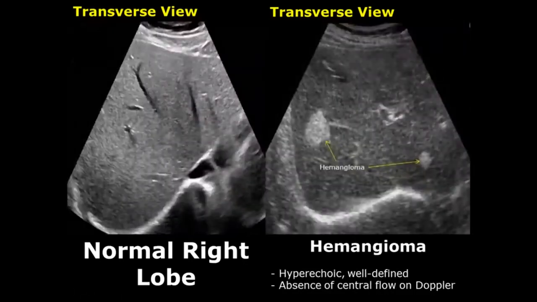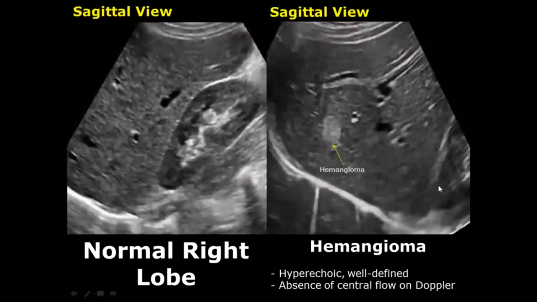Hemangiomas are benign liver masses. They are mostly hyperechoic, well defined, and they can be more than one. And they will not have any posterior shadowing. Here you can see one mass here and another mass over here. Here is a sagittal view of the liver showing a hemangioma right here, and when we apply Doppler it will not have any central flow.